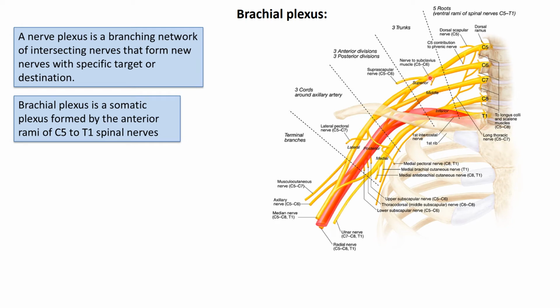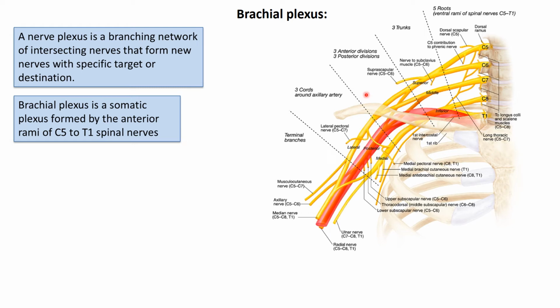Then each of these trunks, which are three, right? Superior, middle, and inferior. Each trunk then divides into an anterior division and a posterior division. Look at the anterior division and posterior division. For the inferior trunk, you cannot see the posterior division very well because it is behind the axillary artery, but you can see the anterior division of it.